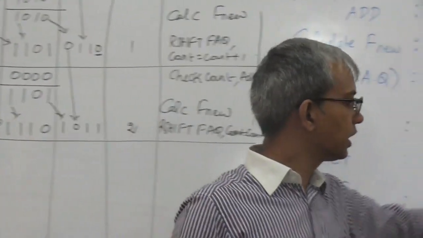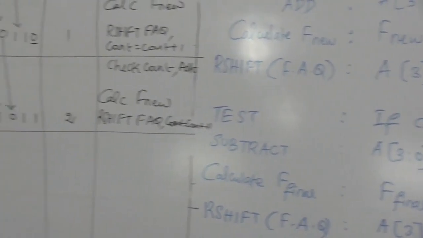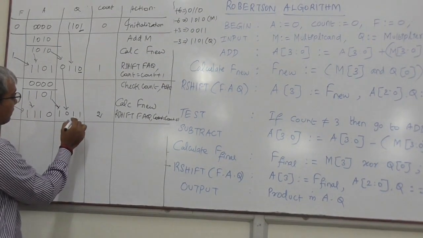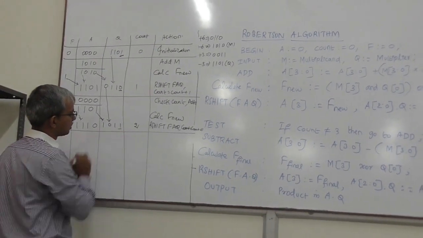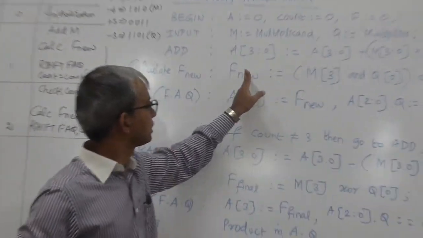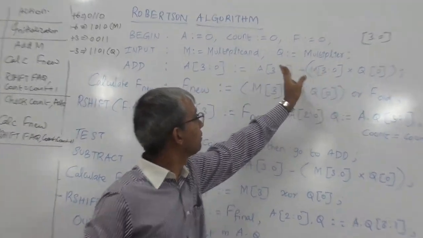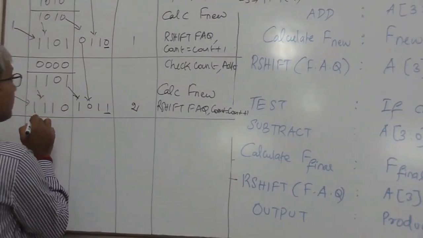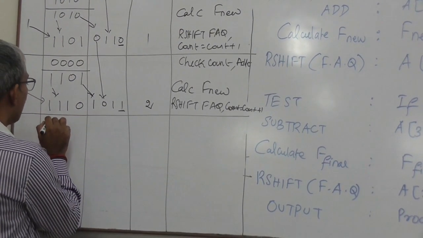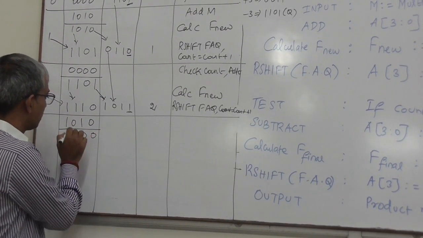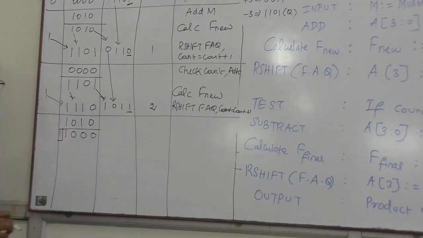Check the value of count. Yes, it is not equal to 3, it is 2 now, right? So I can go for one more iteration. So go to add here. Next, I will check the value of the sign bit, which is 1 now. So if it is 1 here, then I have to add multiplicand with A, right? The value of the multiplicand is 1010, right? 1010. So 2's complement addition, 0110101, and here I am getting a carry. Since this is 2's complement arithmetic, this should be discarded, right?